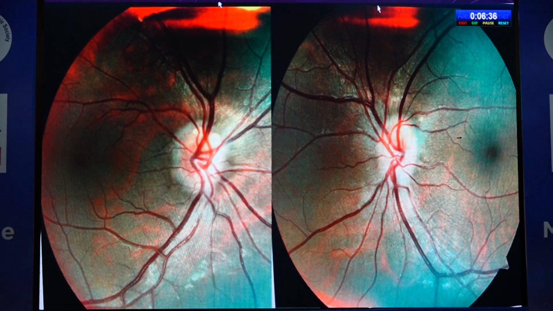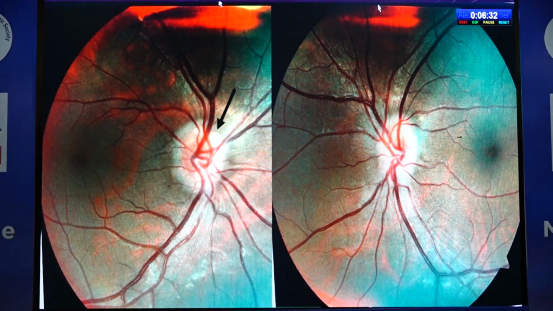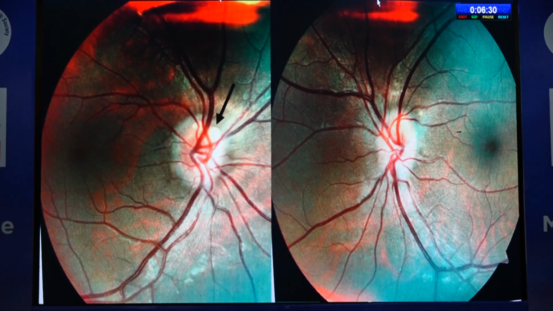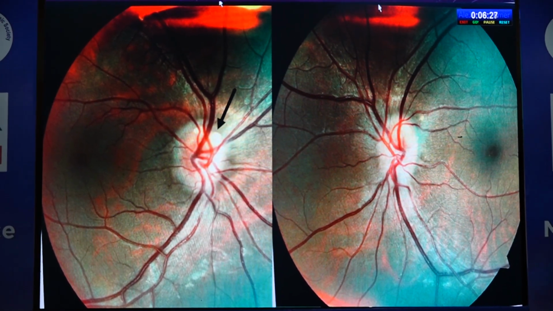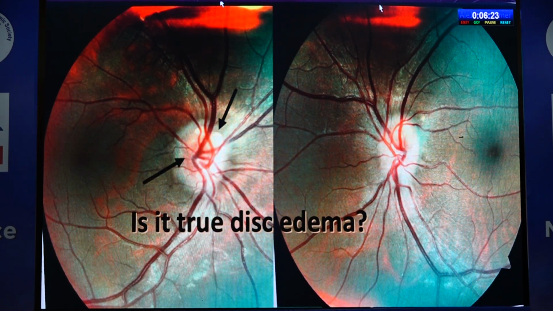When I examined the fundus, it looked like the disc margins were blurred, but you can see a nodular protrusion over the disc, and you could also trace the vessels very clearly over the disc margin. So it was not a case of true disc edema, it was optic disc drusen.